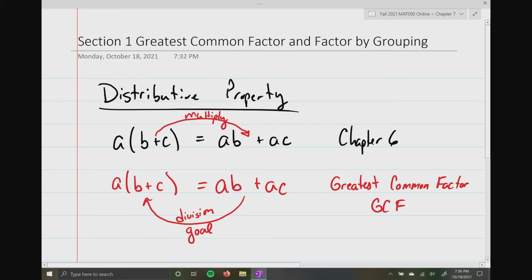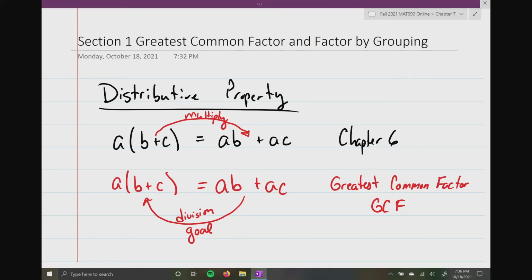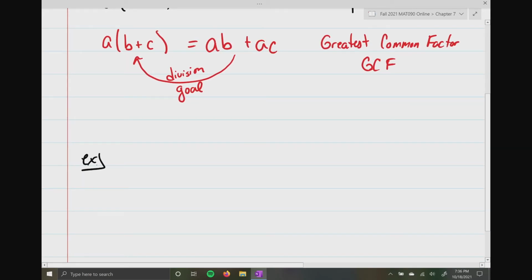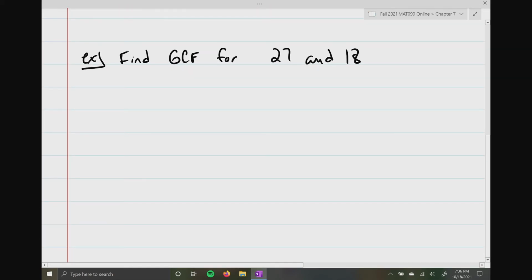So what I'm going to do is show you how to do this with just numbers first. Keep it simple. Then I'm going to show you with variables, which I think is honestly the easier of the two. And then we're going to look at factoring out a greatest common factor in a polynomial expression, okay? So the first thing, like I said, I want to go over is I just want to find the greatest common factor, so the GCF, for 27 and 18, okay?